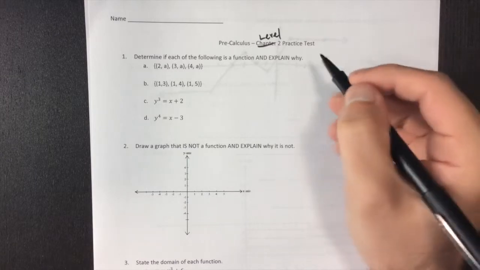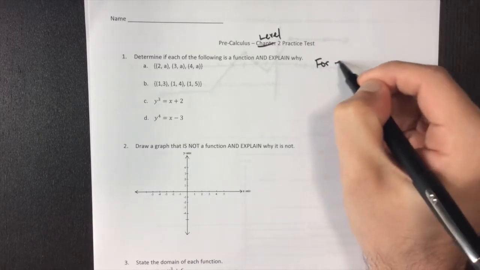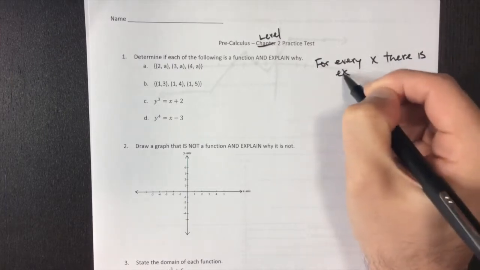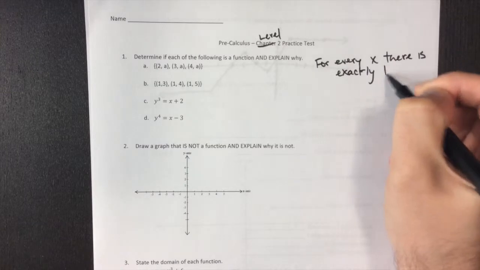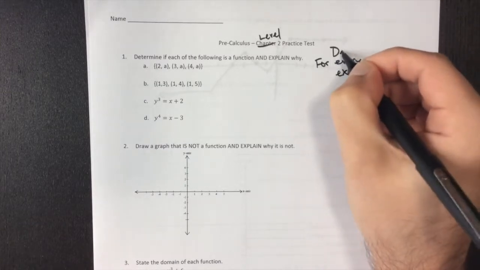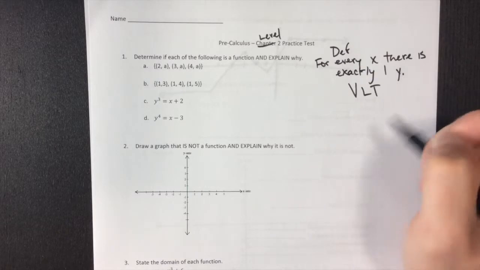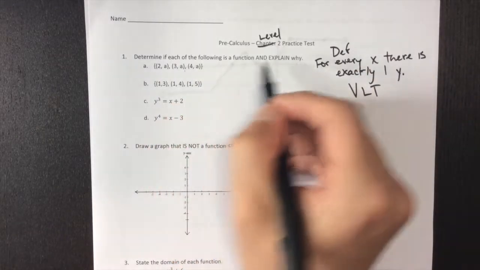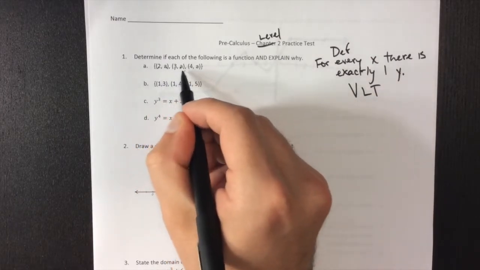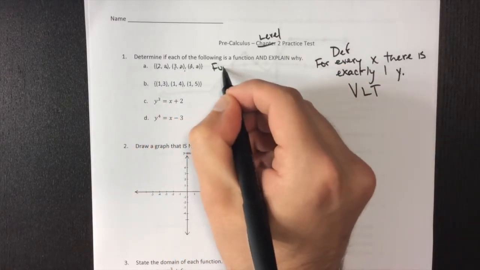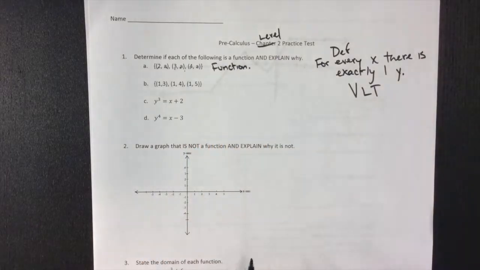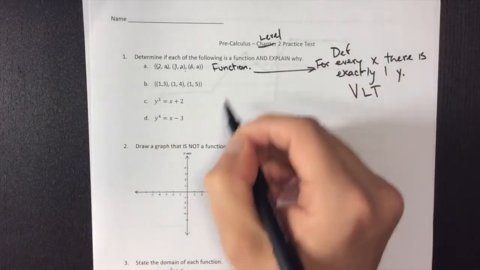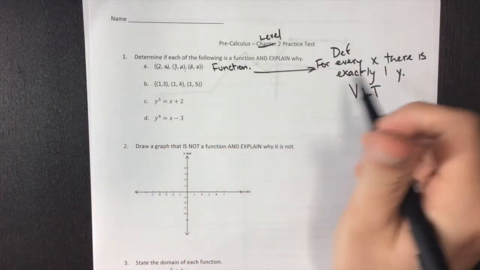For something to be a function, for every x, there is exactly one y. That's the definition, right? We can also use the vertical line test if we can't see what the relation is. Okay, so for a, 2 goes to a, 3 goes to a, 4 goes to a. Because every x goes to one y, we have a function. That's the reason why. For every x, there's exactly one y.